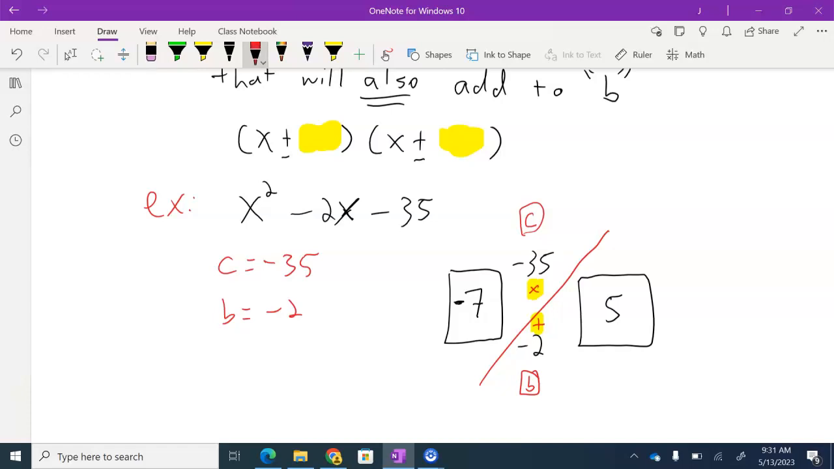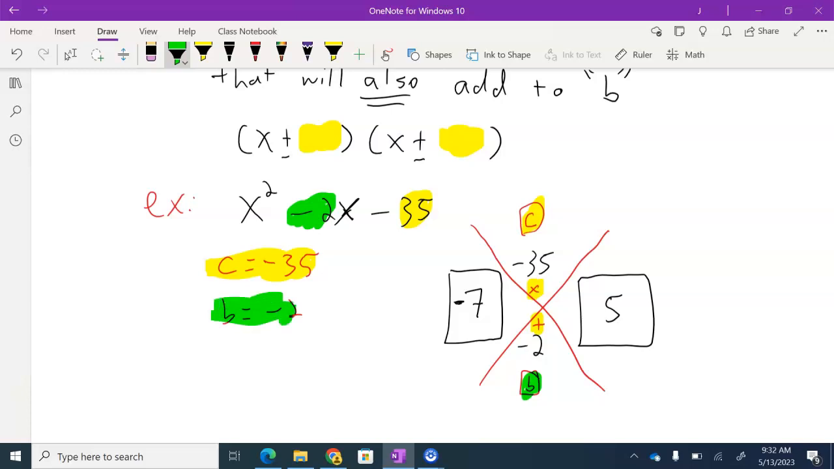Sorry, I didn't mean to erase that line. That is basically what you're trying to find. You're trying to find two numbers that multiply to C and add to B. It has to multiply to this C value, which I'm going to color in yellow, and it has to add to your B value, which I'm going to color in green.